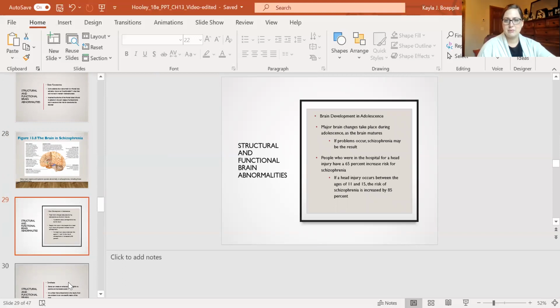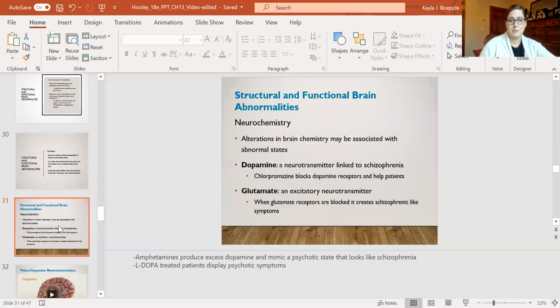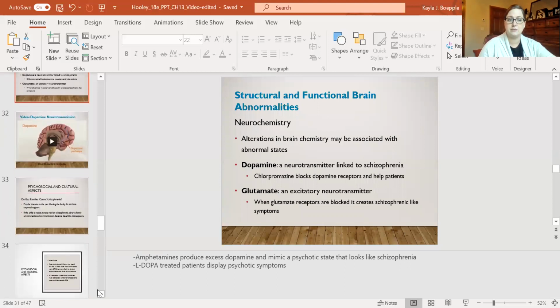Once again, we're still just talking about brain risk. So, synthesis. We often talk about the synthesis model and how genes and your environment both have an impact in the development of different disorders. It is unlikely that schizophrenia is the result of any one problem in any one specific area of the brain. And it could also have an impact regarding neurochemistry. So they believe that both dopamine and glutamate are going to be those two key neurotransmitters that we're talking about when we're talking about a person suffering from schizophrenia.